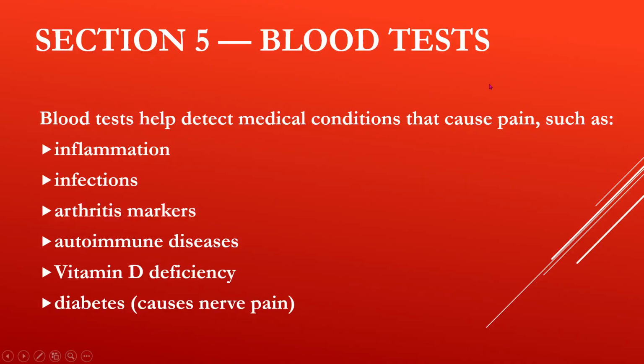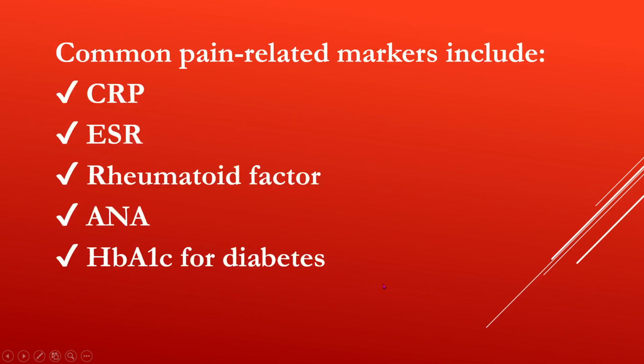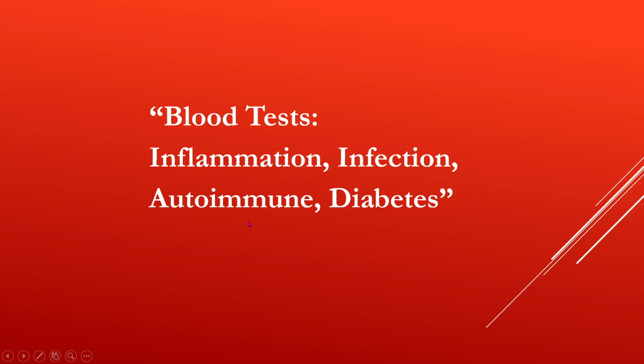We'll move to blood tests. They help detect medical conditions that cause pain, such as inflammation, infection, arthritis markers, autoimmune disease, vitamin D deficiency, and diabetes. The common pain-related markers include CRP, ESR, rheumatoid factor, ANA, and HbA1c for diabetes. So the blood test will show inflammation, infection, autoimmune diseases, and diabetes.